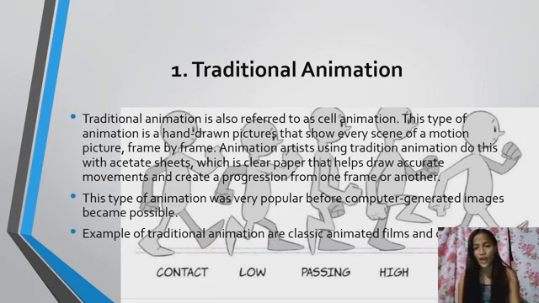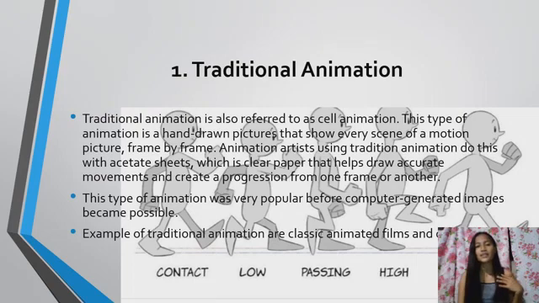is also referred to as cell animation. So this type of animation is the hand-drawn pictures that show every scene of a motion picture frame by frame. So animation artists use traditional animation with acetate sheets, which is clear paper that helps draw accurate movements and create a progression from one frame to another. So this type of animation was very popular before computer-generated images or the high technologies na ginagamit for animations.